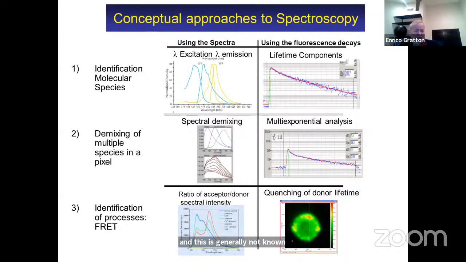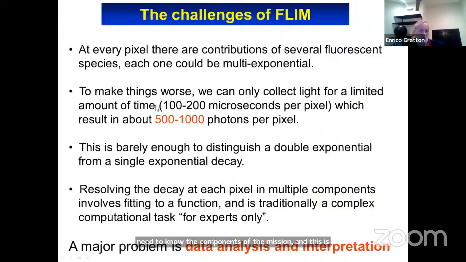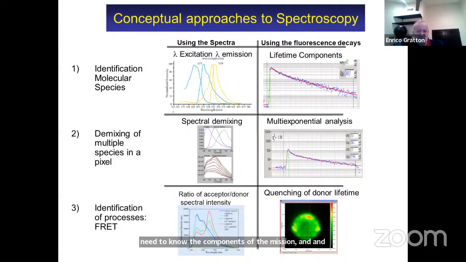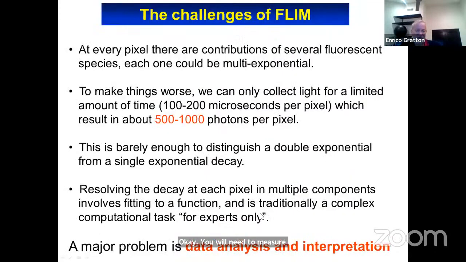And the same thing happens also for spectral phasor. So you can do a spectral demixing, but you will need to know the components of the emission. And this is what most of the software do. Okay, so for example, for a red pair, you will need to measure the fluorescence of the donor only, the fluorescence of the acceptor only, and then map where that happens.